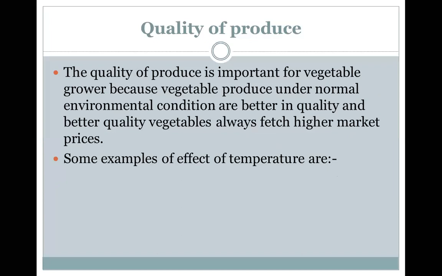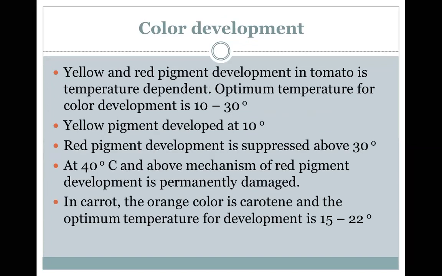Then the effect of temperature on the quality of produce. Quality of produce is important for the vegetable grower because vegetable produce under normal environmental conditions is better in quality, and better quality vegetables always fetch higher market prices, right? So if the crop is grown under normal environmental conditions, their quality will be good, and if the quality of the produce is good, then it can fetch a higher price in the market. So some examples of the effect of temperature are for color development.